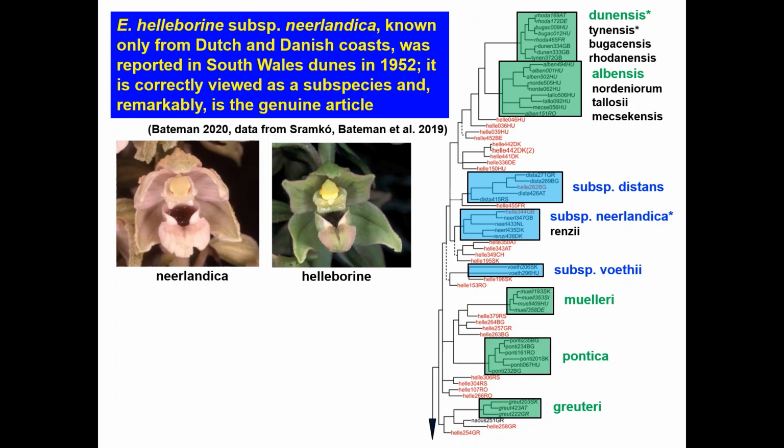What about Epipactis helleborine subspecies neerlandica? This has long been recognised as occurring on the Dutch and Danish coasts, as it was described in the 1930s, but as early as 1952 it was reported from South Wales, although this idea didn't become widespread until this century. I was highly sceptical that the South Wales plants had anything to do with the plants on the Dutch and Danish coasts. It seemed obvious to me that they were a minor local variant of Epipactis helleborine that had cropped up on the dunes at Kenfig in South Wales.